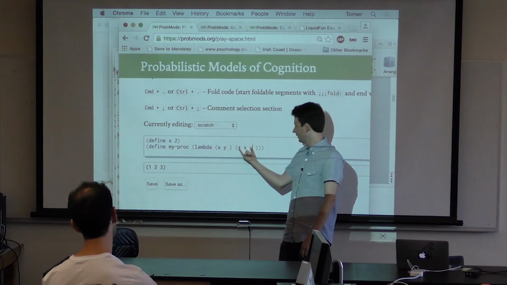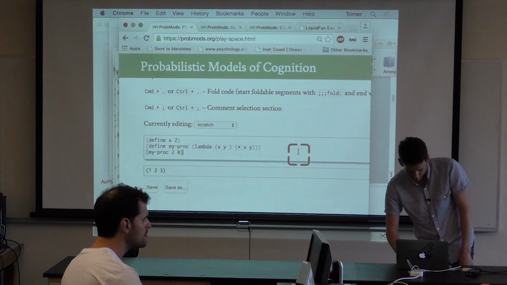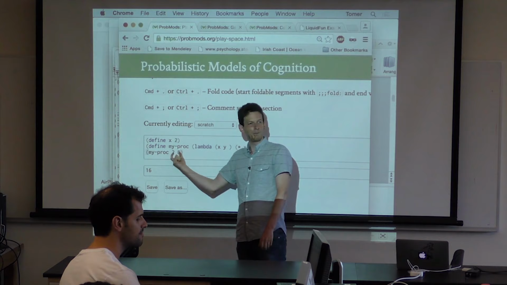So after I define this procedure, I could then do myproc. Sorry, I should have explained that. Then you do myproc, say, 2, 8 or something like that. Yeah, sorry, that's a very good question. And it would bring back 16. Once I define my thing, this is an operator now. This is an operator that can be applied to arguments, and you apply it by doing that parentheses that we just saw.